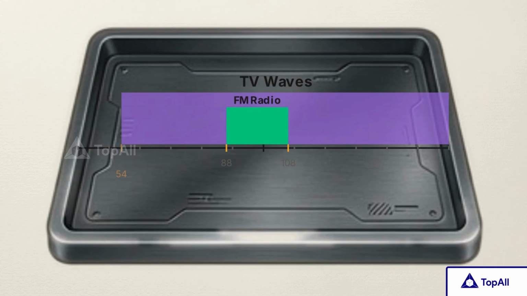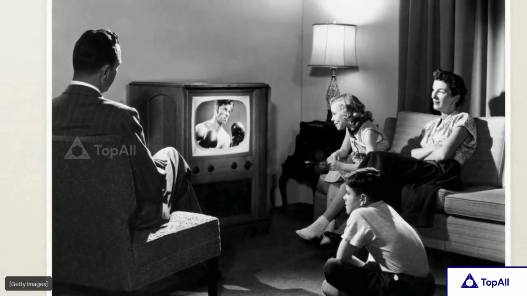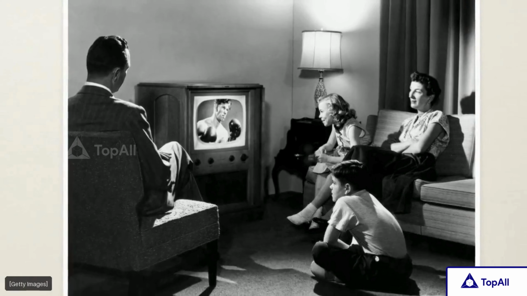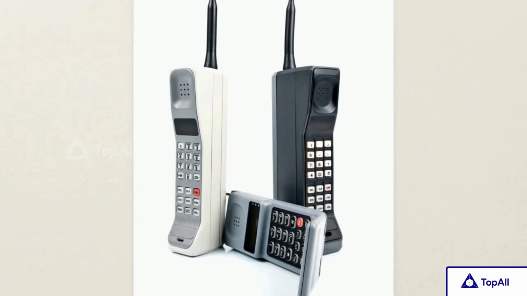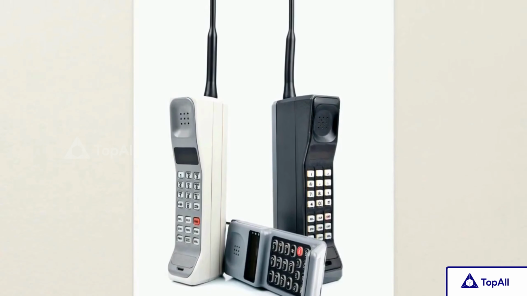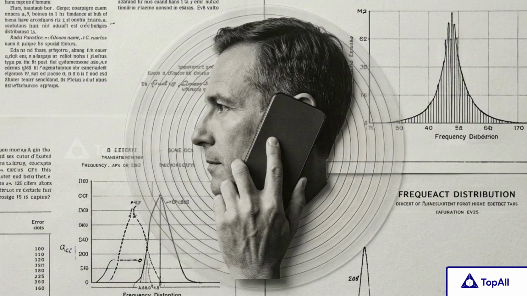Nested right inside that television block is the FM radio band, operating between 88 and 108 MHz. Utilizing these higher frequencies allowed for the transmission of the complex data streams that defined the era of household television. Beyond the TV and FM ranges lies the ultra-high frequency, or UHF band. Cellular phones utilize the UHF band to transmit the two-way voice communication we rely on today.